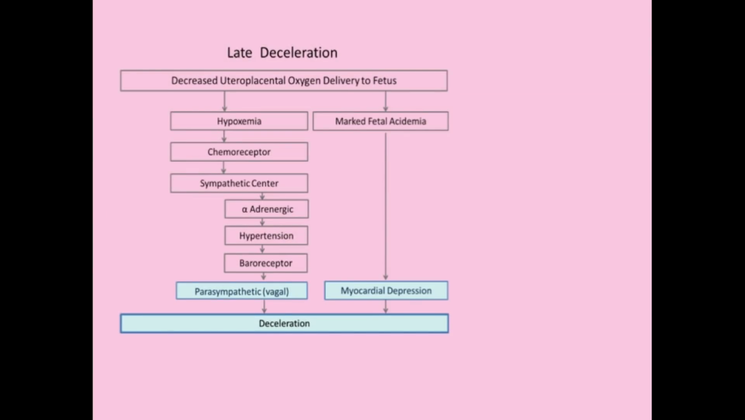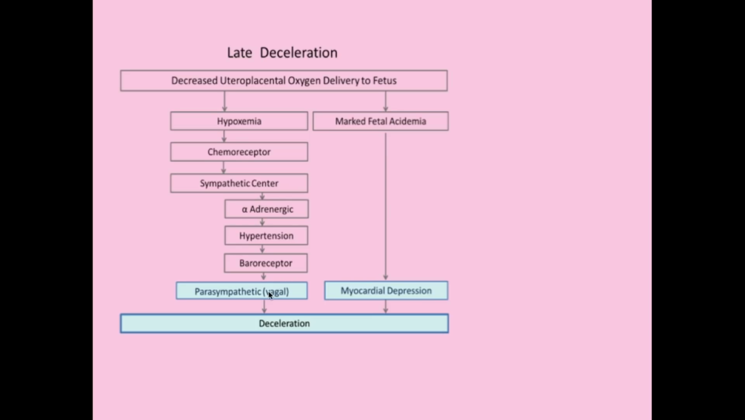Okay, so this is the pathophysiology behind a late deceleration. Note all of the things that have to go on. You have decreased oxygen delivery to the fetus via the placenta. It causes hypoxemia and acidosis, and that's going to elicit a parasympathetic response and myocardial depression, all of which eventually cause deceleration. Key word there is eventually.